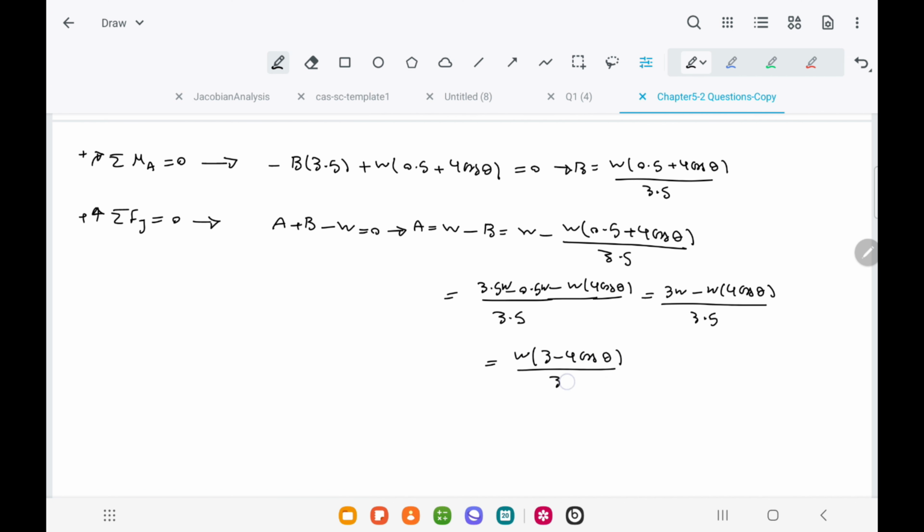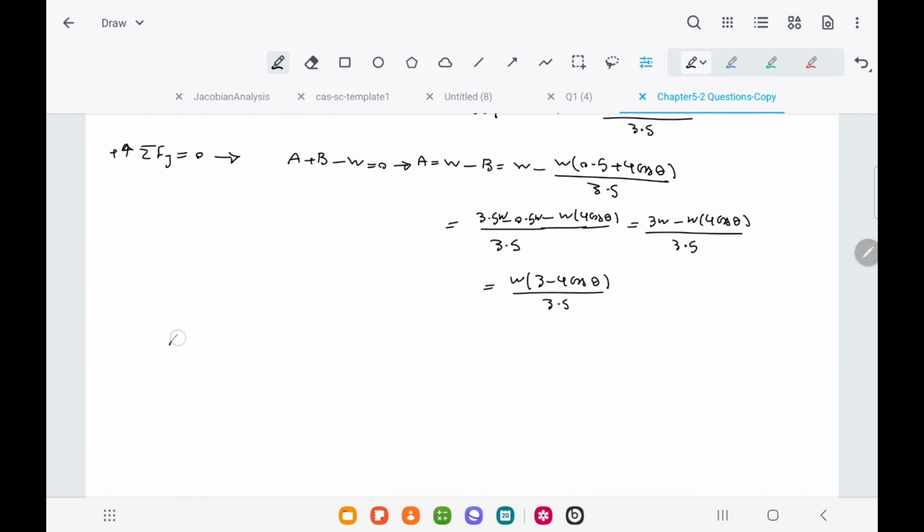To find the smallest angle theta, we need to see where the reaction force at A will be equal to 0. This occurs when W times (3 minus 4 cosine theta) divided by 3.5 equals 0, so 3 minus 4 cosine theta must be 0. Solving for cosine theta, we get that cosine theta equals 3/4, and thus, angle theta equals cosine inverse of 3/4, which is approximately 41.4 degrees.